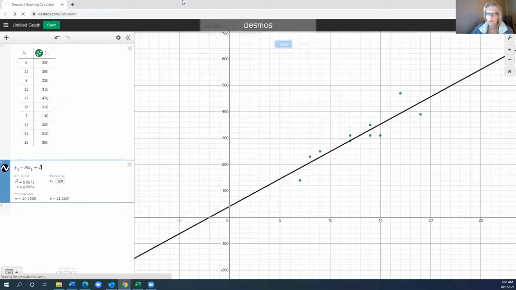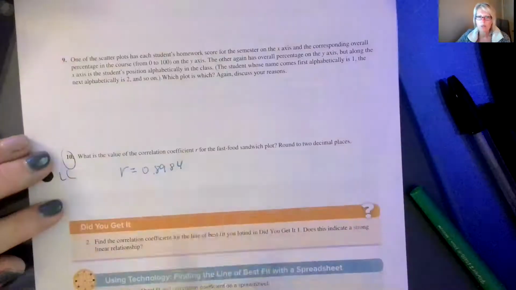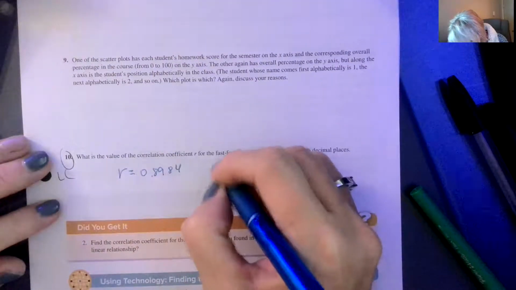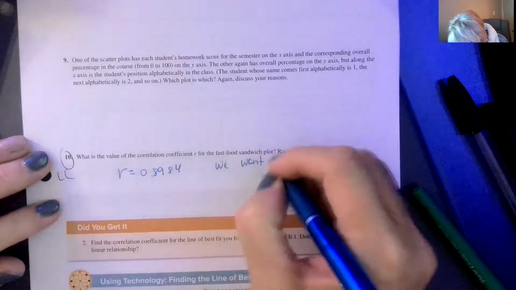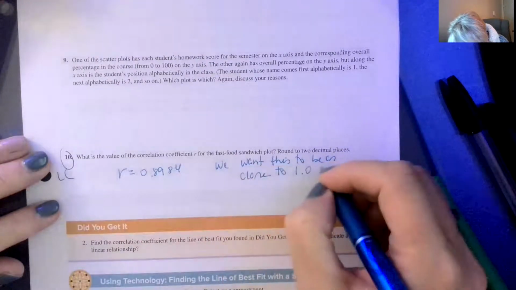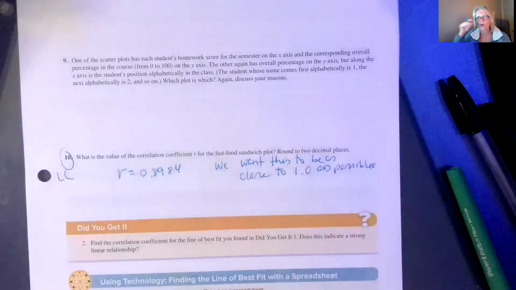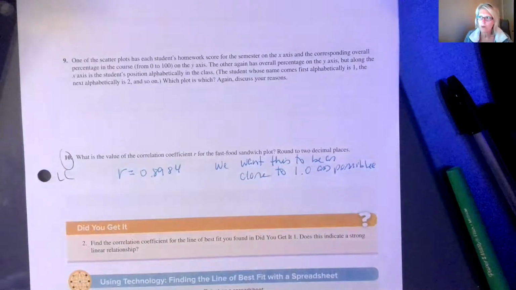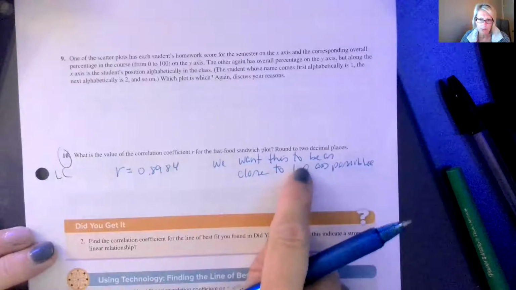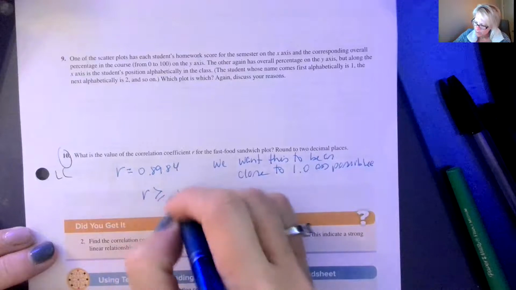So let's go back to our paper. In other lessons, I've mentioned this before, but I'm going to tell it again. We want this to be as close to 1 as possible. Now, the other times I've done this, we were working with perfect data, and so our R was 1, but now it's not going to be perfect. So this is pretty close. So R bigger than or equal to 0.8 is good.